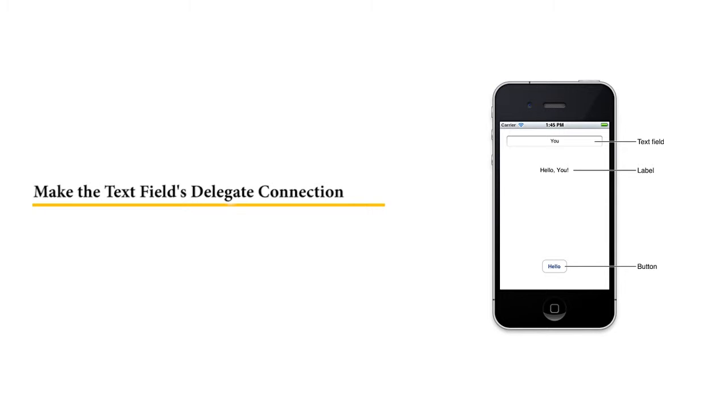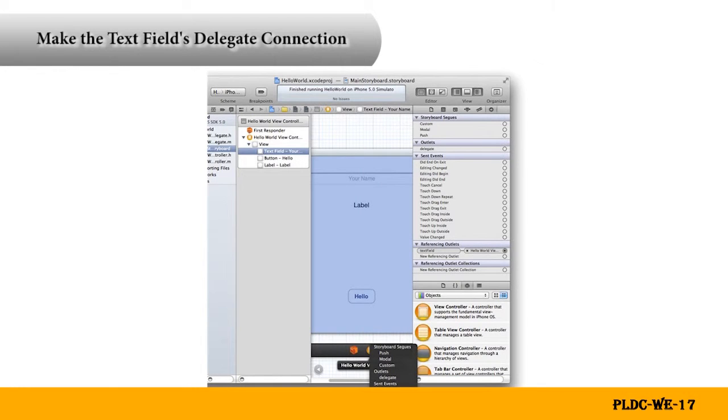Make sure that the storyboard file is open on the canvas. If it's not, select Main.storyboard in the Project Navigator. To set the text field's delegate, in the view, drag from the text field to the yellow sphere in the scene dock. The yellow sphere represents the view controller object.